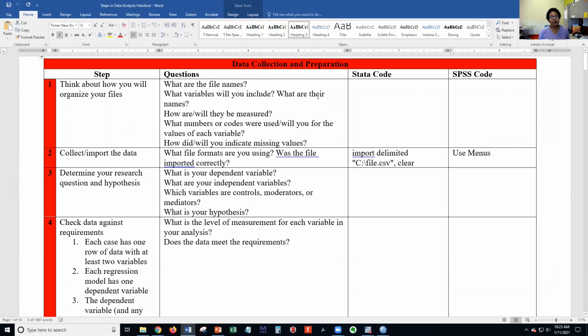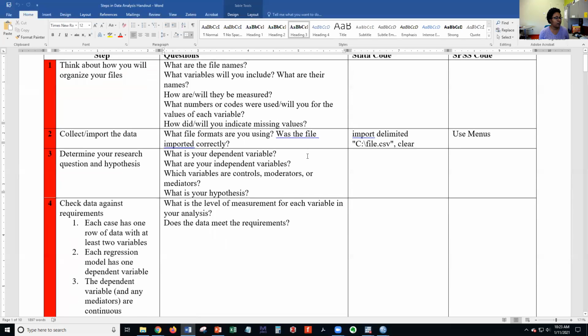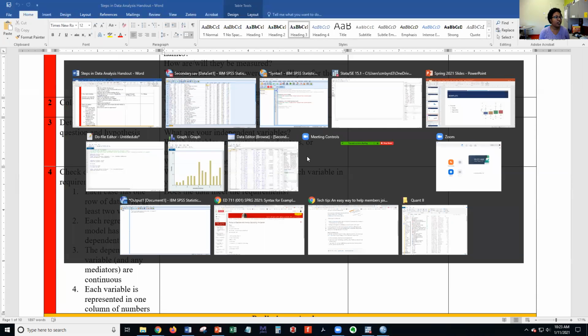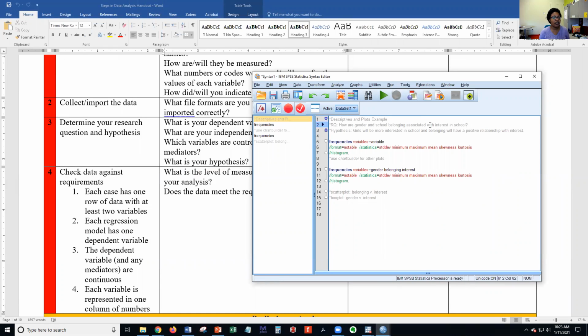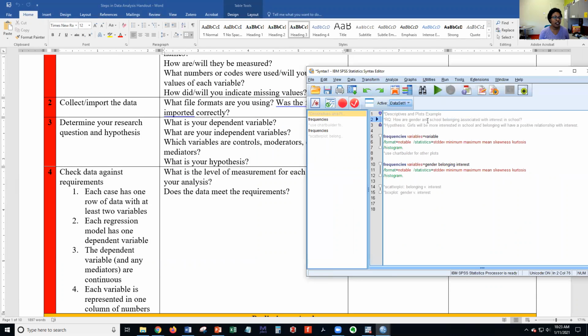And how we indicate missing variables are blanks. Okay, what file formats are we using? We're using our SPSS .sav files and our Stata DTA files. Our dependent variable. Since our research question is how are gender and school belonging associated with interest in school, interest here is our dependent variable. Our independent variables are gender and school belonging. We have no controls, moderators, or mediators. And our hypothesis is that girls will be more interested in school and belonging will have a positive interest in school.